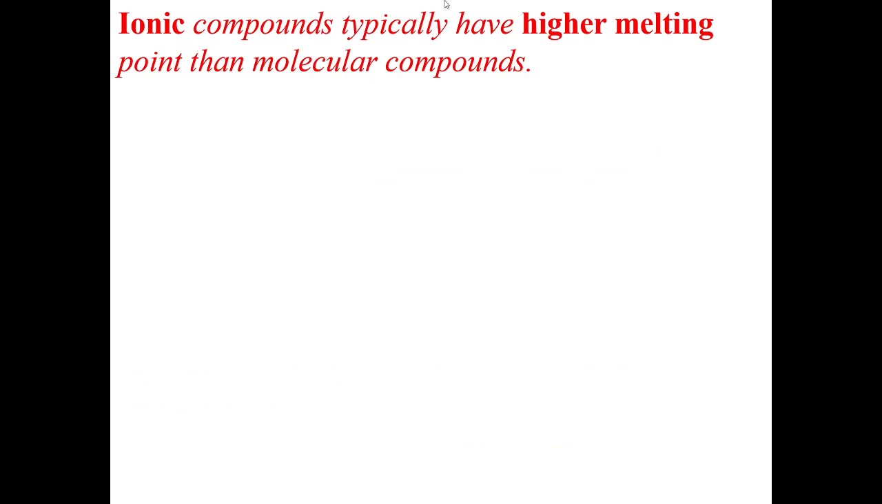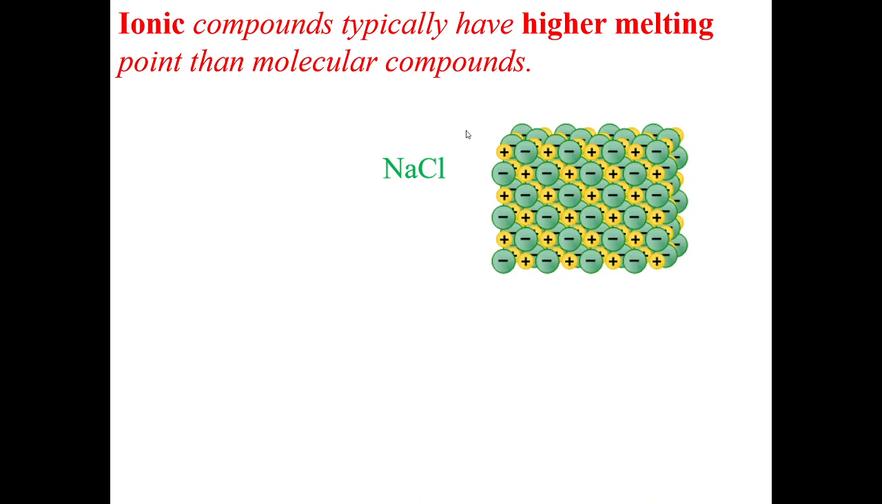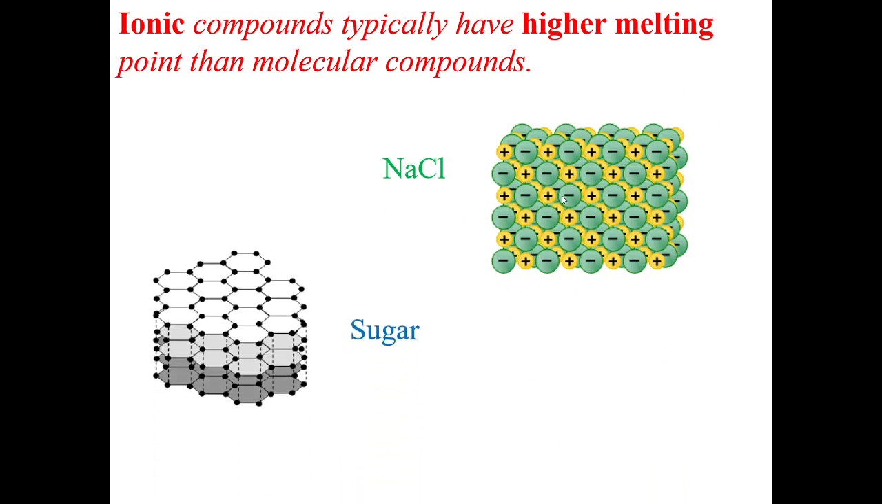Okay, so ionic compounds typically have higher melting points than molecular compounds. That's another characteristic of them, basically. Because of the way that they're laid out with this positive and negative really close together, they have really strong IMFs, the intermolecular forces, holding the molecules together. As such, something like salt compared to sugar, salt is 801 degrees Celsius for its melting point compared to sugar, which is 160 degrees Celsius.